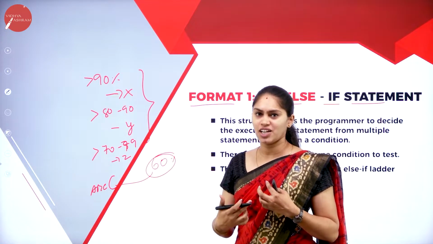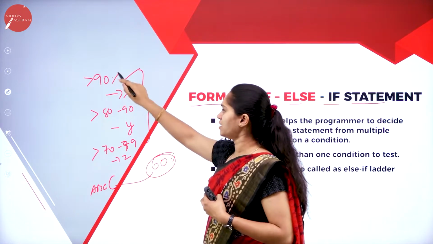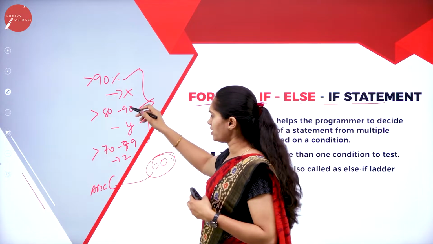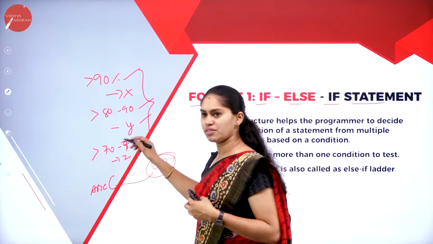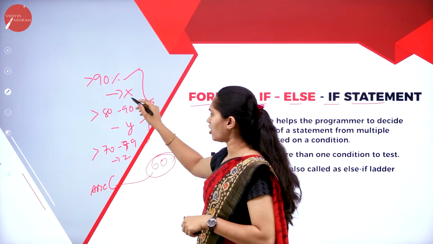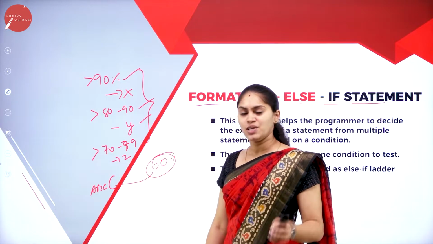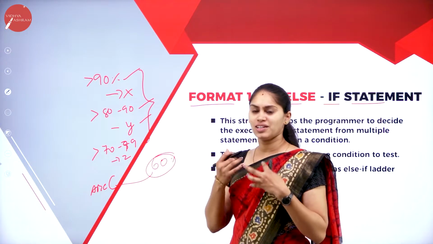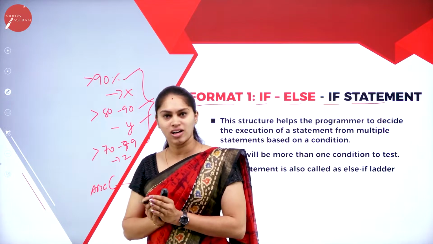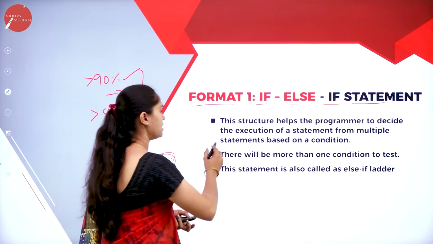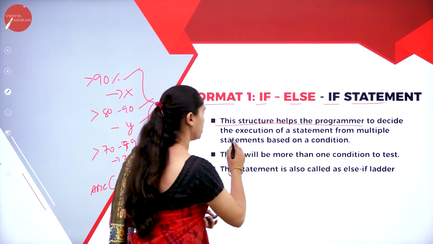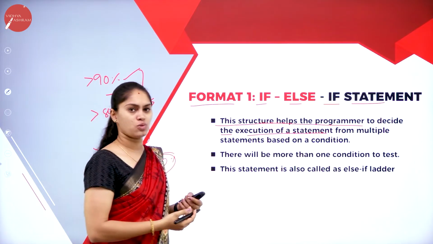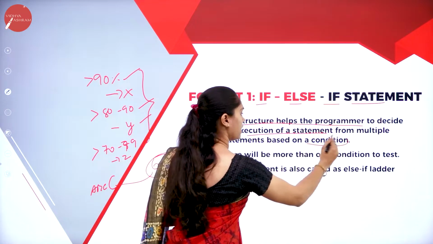We are checking the condition. If this condition is true, then this statement. If this condition is true, then this statement. If this condition is true, then it won't come further. So if you got a seat in X college, then you won't come for Y college. If you got a seat in Y college, you won't come for Z and ABC. That is what this if else if statement is all about. This structure helps the programmer decide the execution of a statement from multiple alternatives, based on a condition.